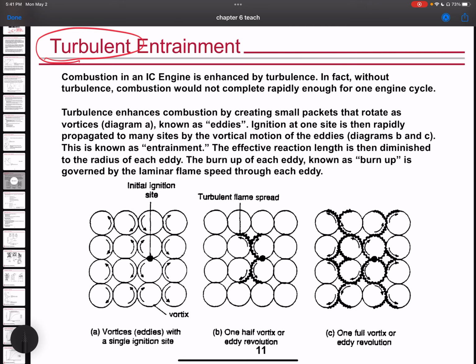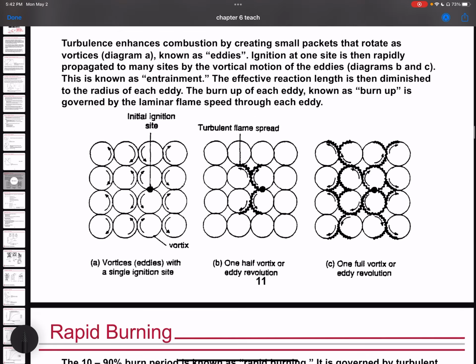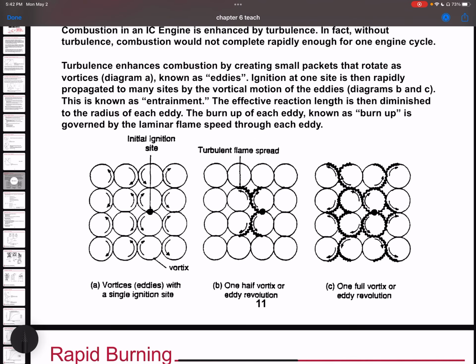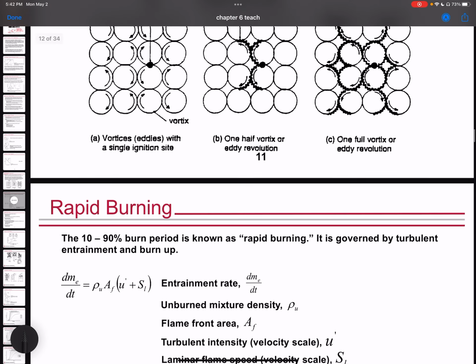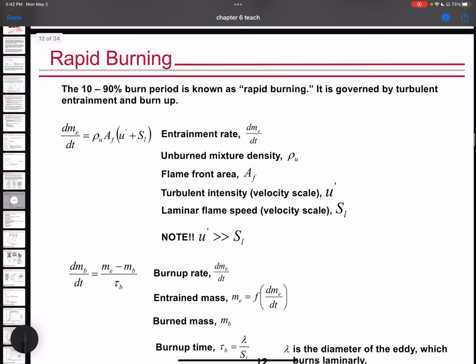Okay, so how do we model that? How do we model this initiation of the flame in the center portion of the mixture, and then rely on turbulence to transfer that flame throughout the whole mixture, and then be able to do this burn up? Well, this is where we come up with our rapid burning model.